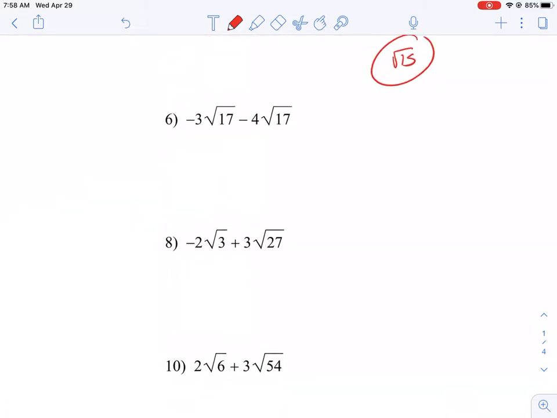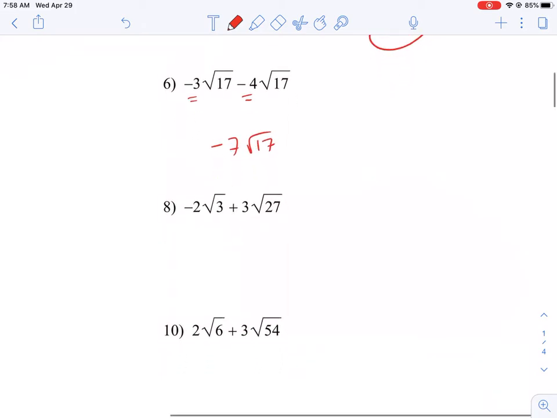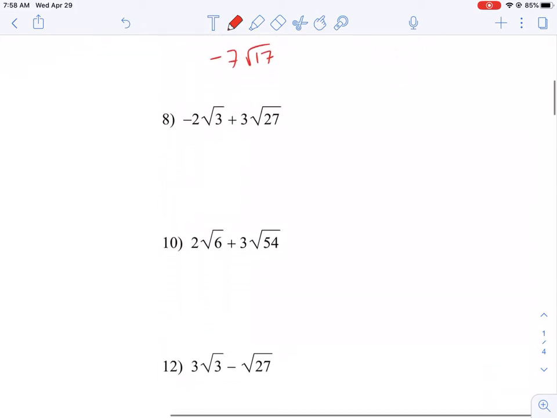Let's do this one. I usually assign the odds, so that's why I'm doing the evens here. So we have negative 3 minus 4, so we have negative 7 square root of 17. And that's exactly how you do that. You just combine the numbers in front, attach the square root at the end. Now let's look at this one.